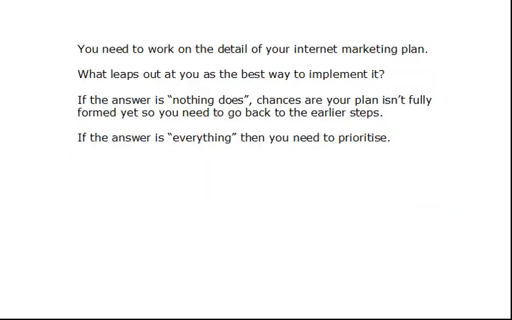So that means you need to work on the detail of your internet marketing plan. What leaps out at you as the best way to implement it? If the answer is nothing, chances are your plan isn't actually fully developed or formed yet, so you need to go back to the earlier steps. And if the answer is everything, you need to prioritise, because you can't do everything at once.